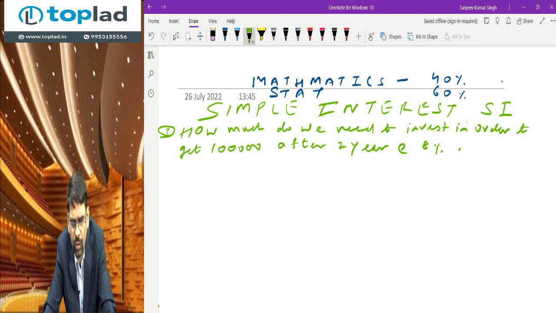You have 2 minutes more. Please utilize the time and solve. Try to solve this question. After 5 minutes, I will solve it for you.